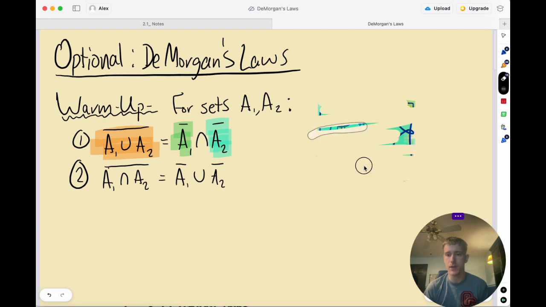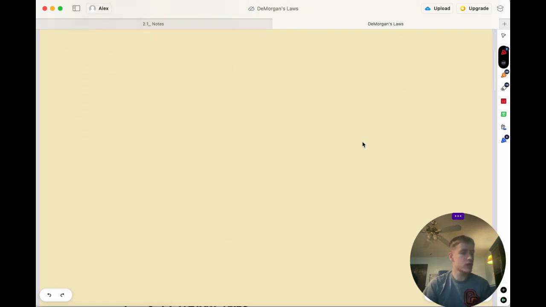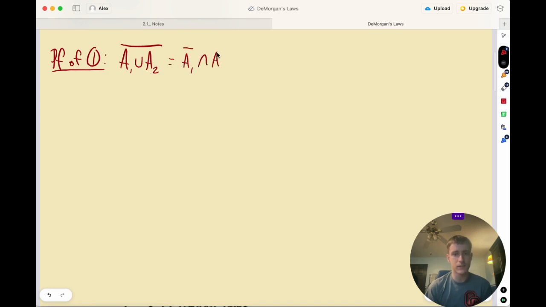But how do we arrange a proof using set theory? That's what we're going to talk about now. I'm only going to do part of this proof. I'm really just going to choose one direction. We're going to start with proving number one, which, remember, says that the complement of the union is equal to the intersection of the complements.